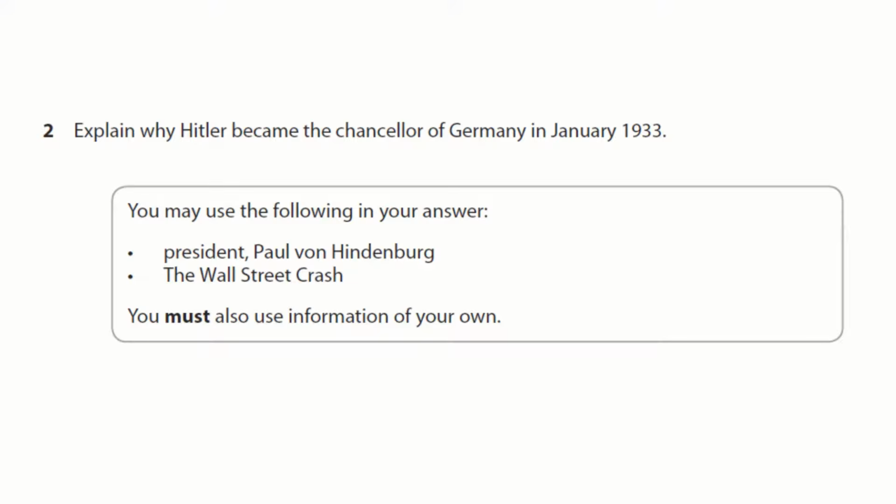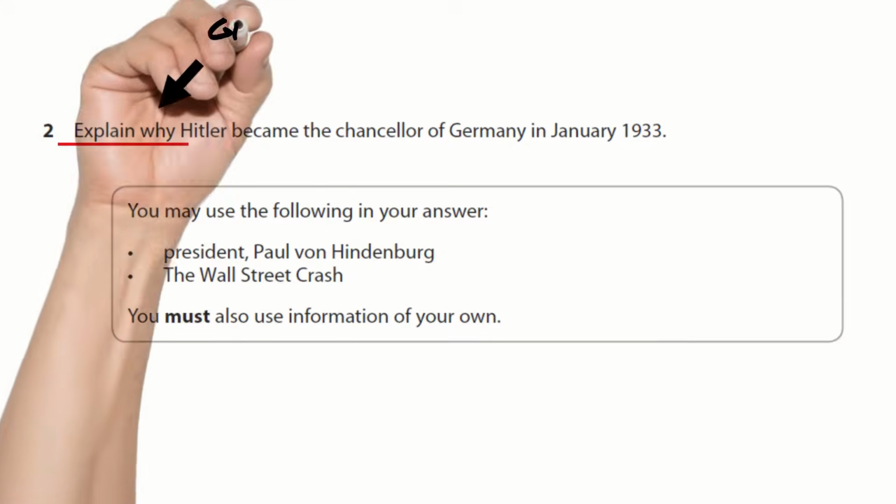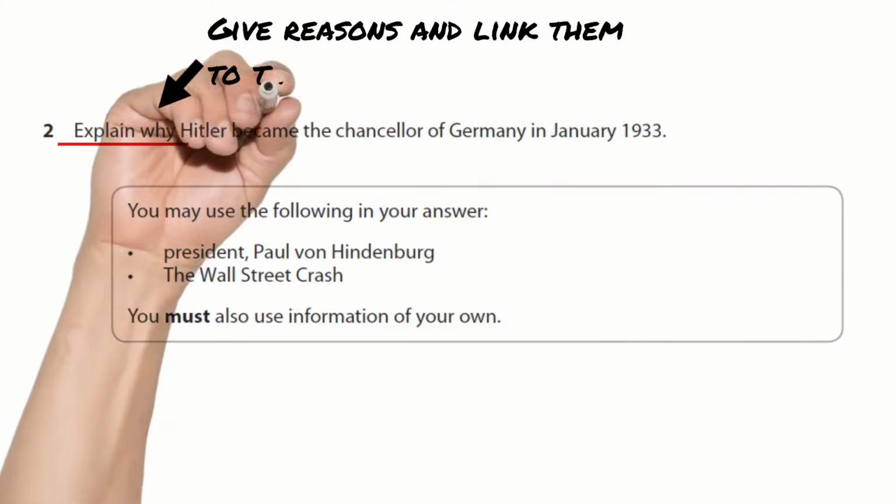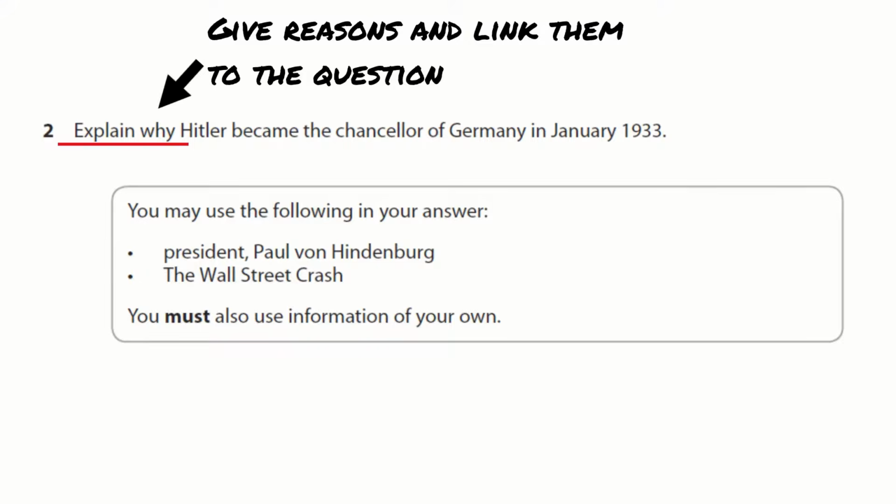So let's start by looking at the question. There are important reminders here which give you clues about how to get the best marks. Firstly, this is an explain why question. So that means you need to be giving reasons and showing how they link to the question. In this case, you're going to be giving reasons Hitler became the Chancellor in 1933 and linking back to that question in every paragraph.